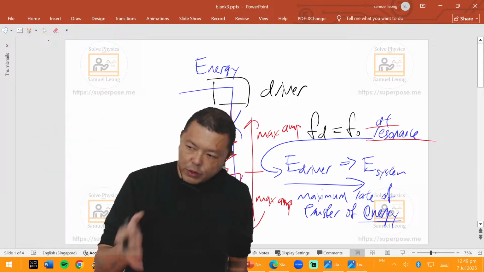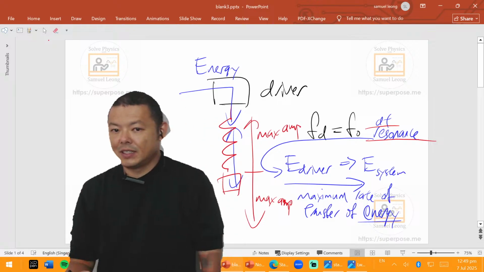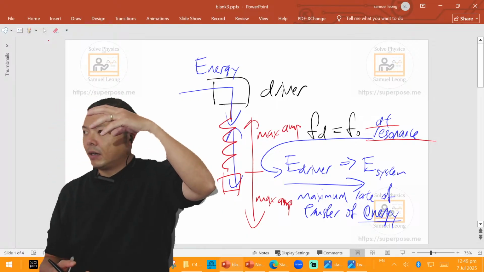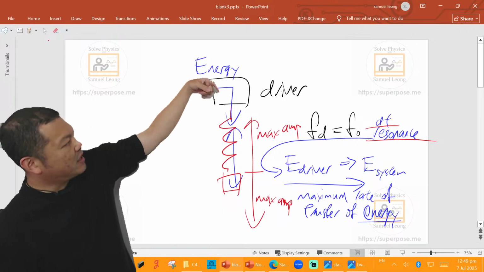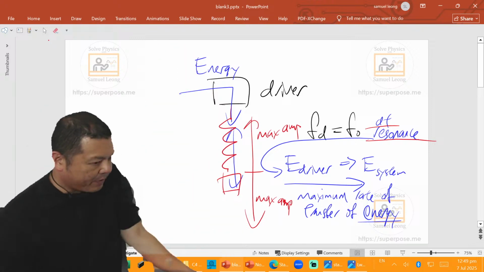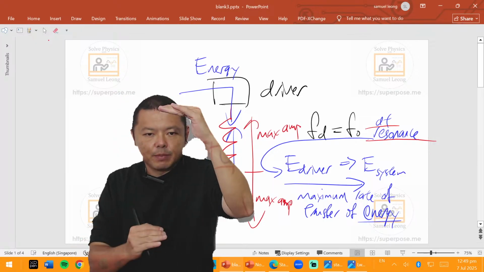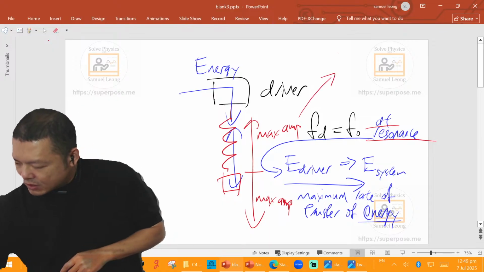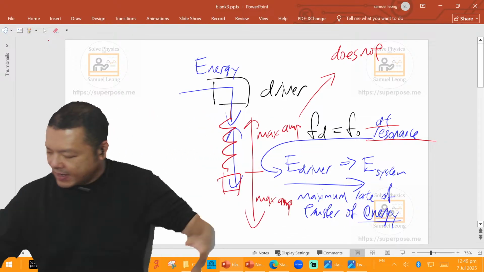But I also want you to understand that energy cannot be stuck somewhere. Let's say, for example, the driver is a mechanical driver, like a motor. Electrical energy goes in, becomes KE of the motor. The motor makes the object move up and down. There's very big KE, there's very big GPE. But at some point, the amplitude reaches a maximum. It does not increase infinitely.